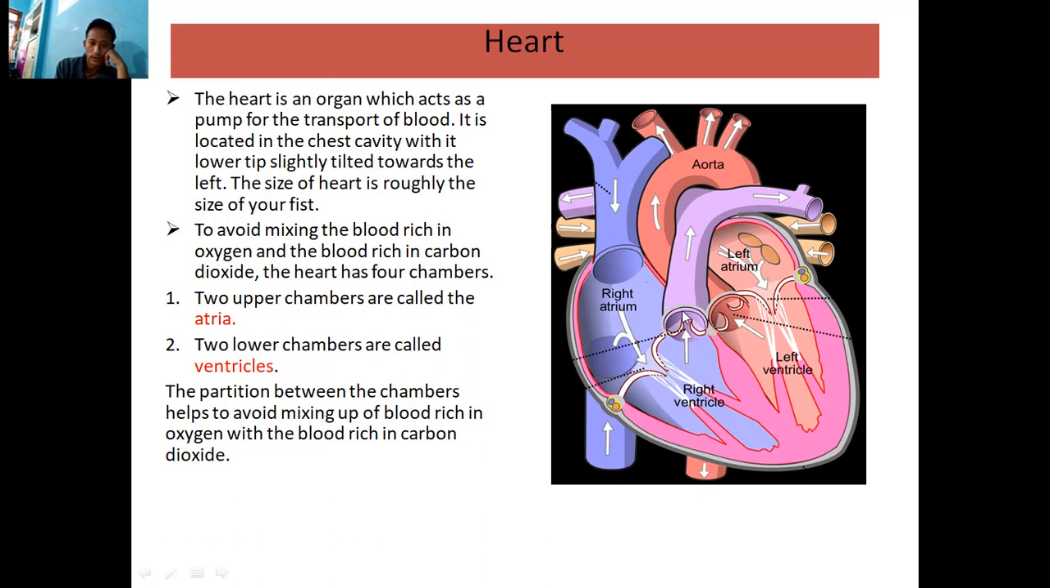The deoxygenated blood contains carbon dioxide, and the blood which contains oxygen comes from the lungs to the left atrium and the left ventricle, and then to the cells. The deoxygenated blood goes to the right atrium, then to the right ventricle, then through the pulmonary artery to the lungs.